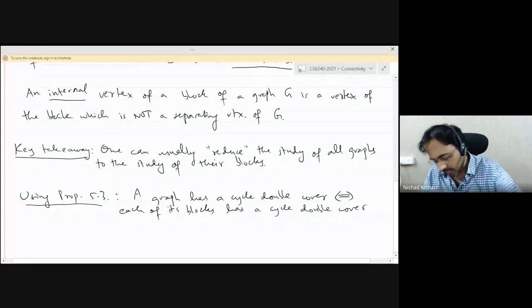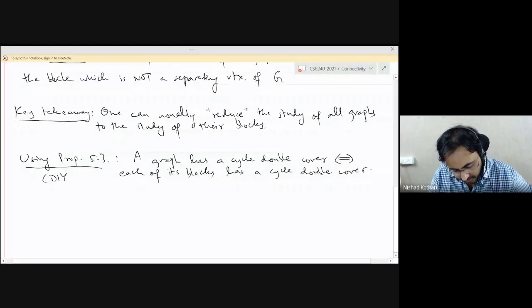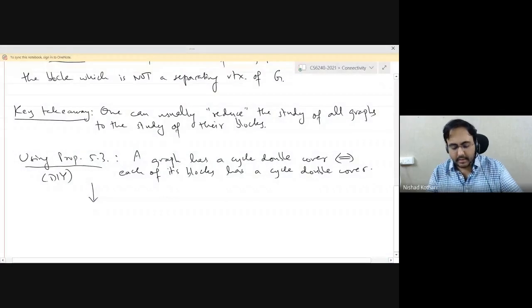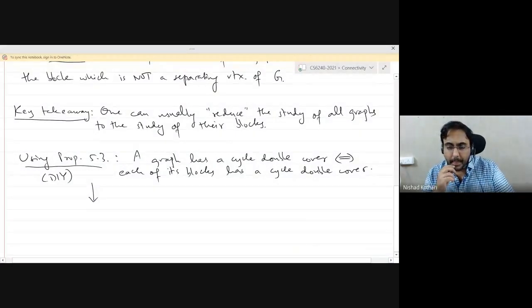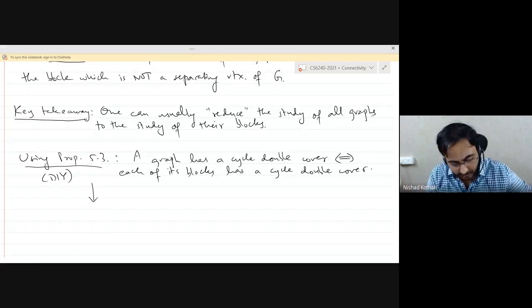Okay, so this is a do it yourself. That's not too difficult, to be honest. The point here is that because of this observation, in order to prove the cycle double cover conjecture, you can restrict yourself to non-separable graphs. If you prove it for non-separable graphs, then you would have proved it for all graphs.